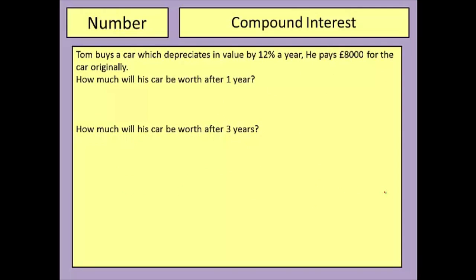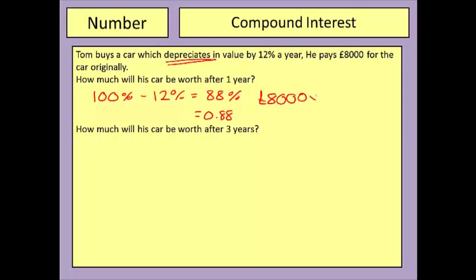In this second example, we're looking at a car which has been depreciated in value. What this word means is it's decreased in value. So it's gone down by 12% a year. His original amount was 100% and it's decreased by 12%. This means that his car is now worth 88% of the original value. As a decimal, this is 0.88. So at the end of the first year, I'm going to take the original amount, £8,000, and multiply this by 0.88, and this will tell me that at the end of the first year his car is worth £7,040.